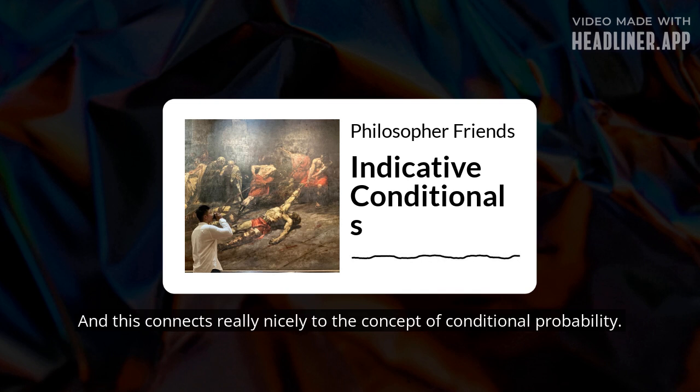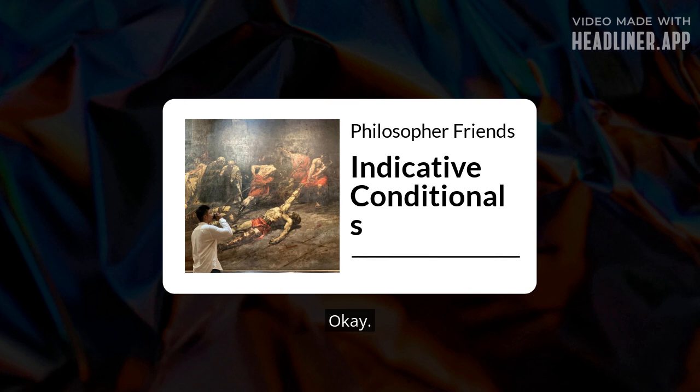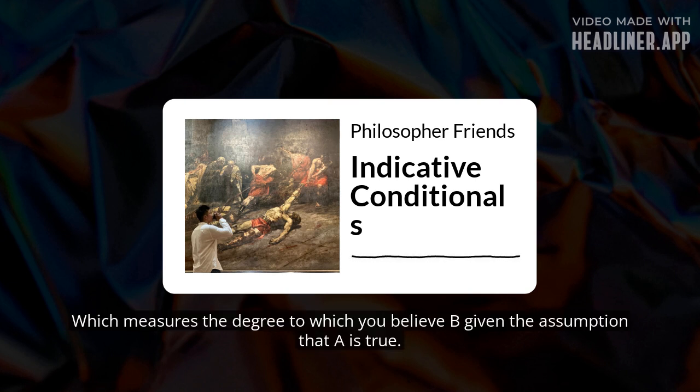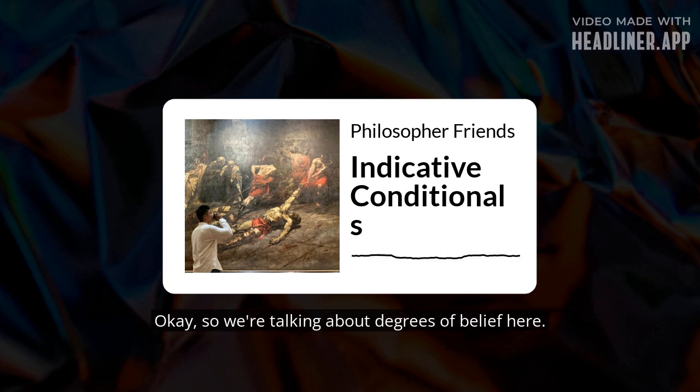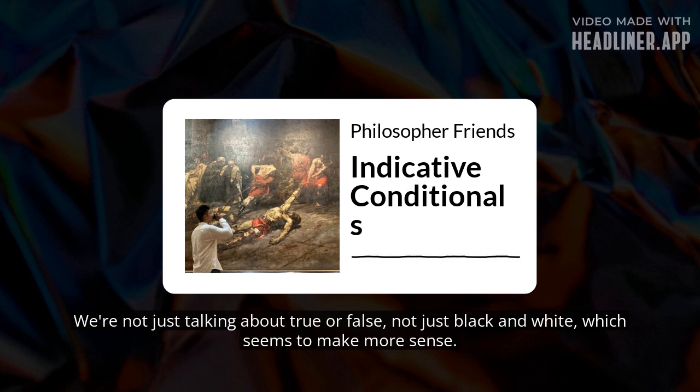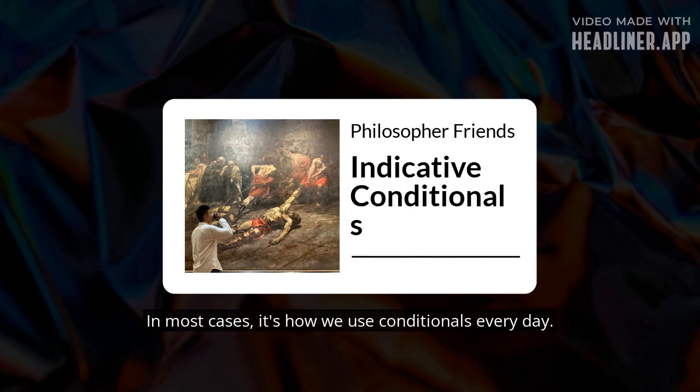Exactly. And this connects really nicely to the concept of conditional probability, which measures the degree to which you believe B, given the assumption that A is true. So we're talking about degrees of belief here. Right. We're not just talking about true or false, not just black and white, which seems to make more sense in most cases. It's how we use conditionals every day. I mean, we're never really 100% certain about anything.